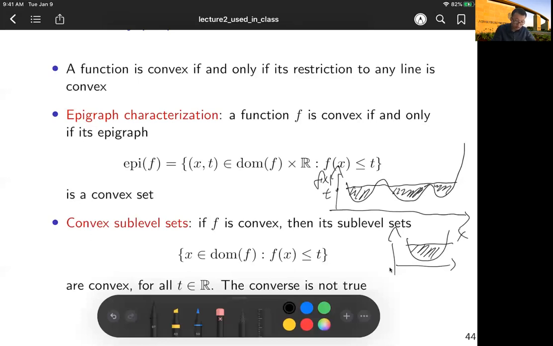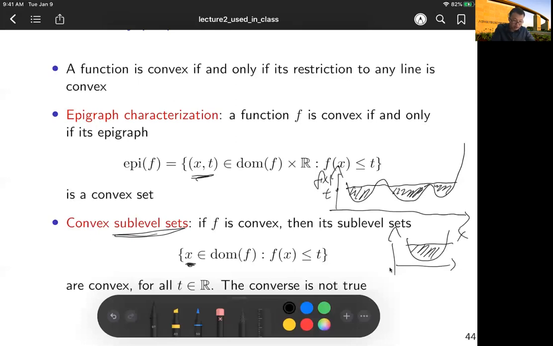There's another thing called the sub-level sets. Sub-level sets are closely related to the epigraph. The only difference is that now this is only a set on x, not a set on the extended coordinates (x, t).